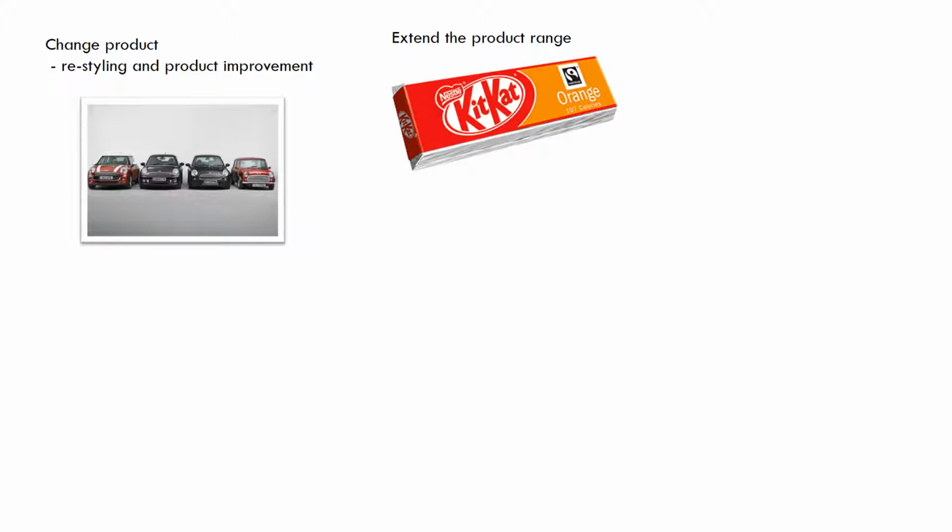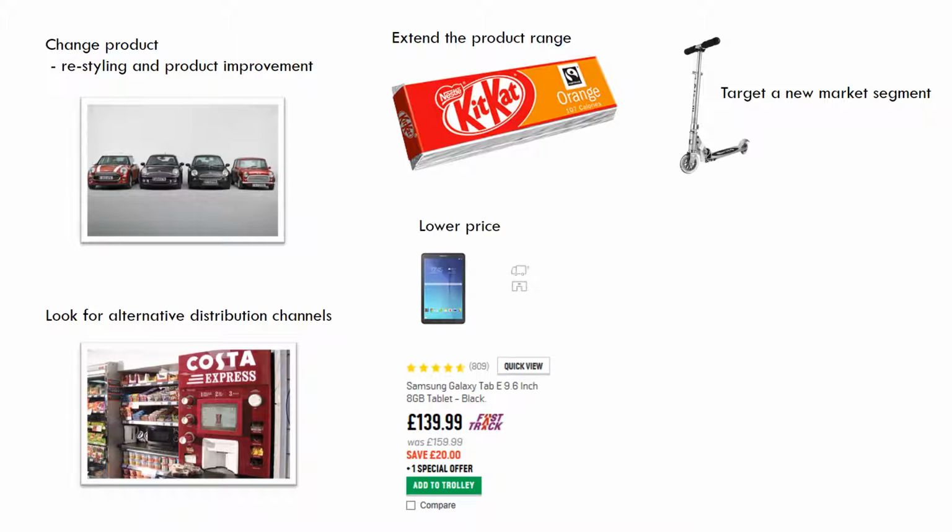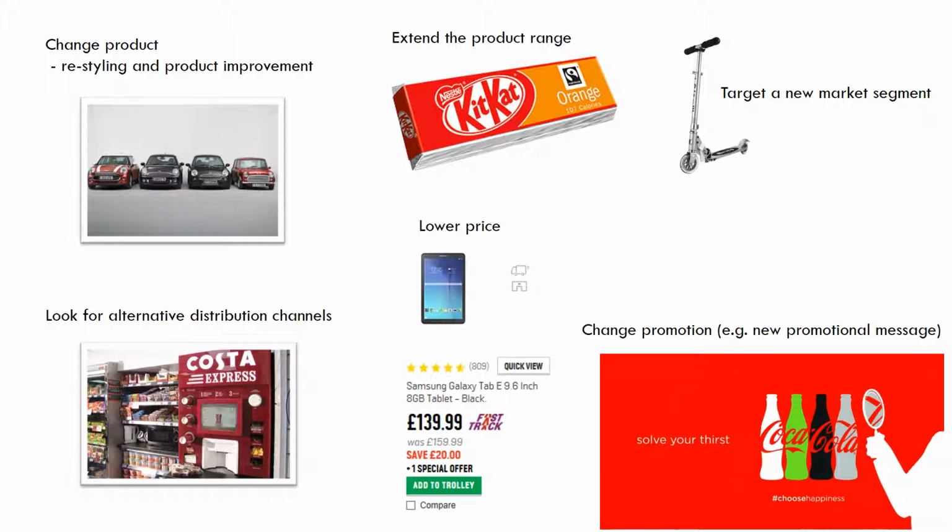How might we do this? Well, we might change the product. For example, with iPods, the Nano, the Mini developments from the classic iPod. We might extend the product range, for example, bring out different flavors. We might target a new market segment. So children's scooters, we might target maybe commuters. Look for alternative distribution channels, for example, selling coffee in petrol stations. We might consider adjusting the price. We might consider trying to change the way that we promote the products. All of these might be extension strategies we would use to prolong the maturity phase of a product.